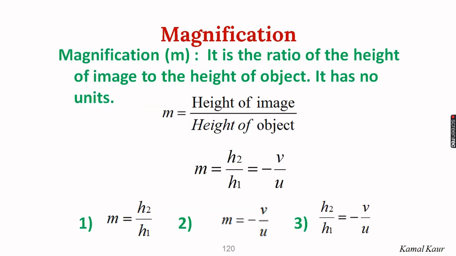Now we will see the formulas that we are going to use for solving the problems. First is magnification, also called linear magnification. It gives us the relationship between the size of image and size of object, meaning whether our image is larger, smaller, or of the same size as that of object. So we can define it as the ratio of height of image to height of object.